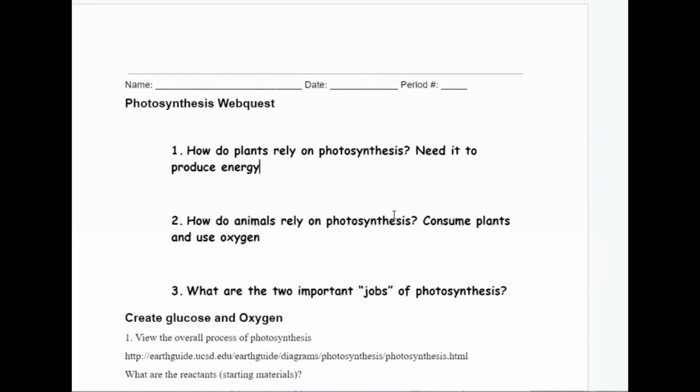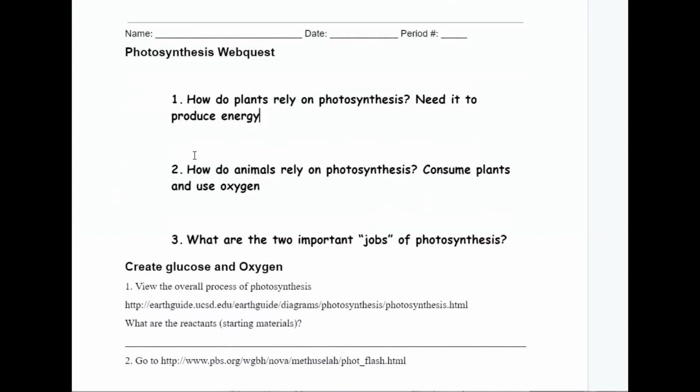All right, animals rely on photosynthesis. Well, we need plants in order to eat for glucose and to use the oxygen that they release. So, what are the two important jobs? They are to create glucose and to produce oxygen. They get rid of it.